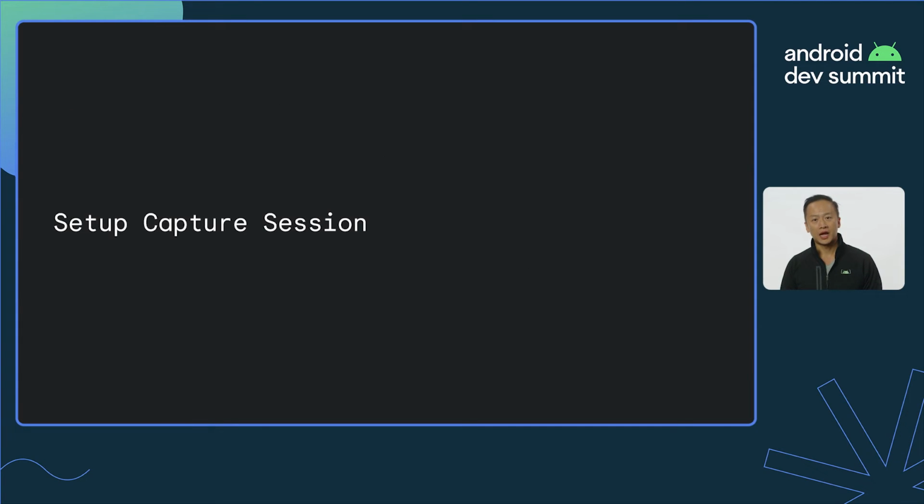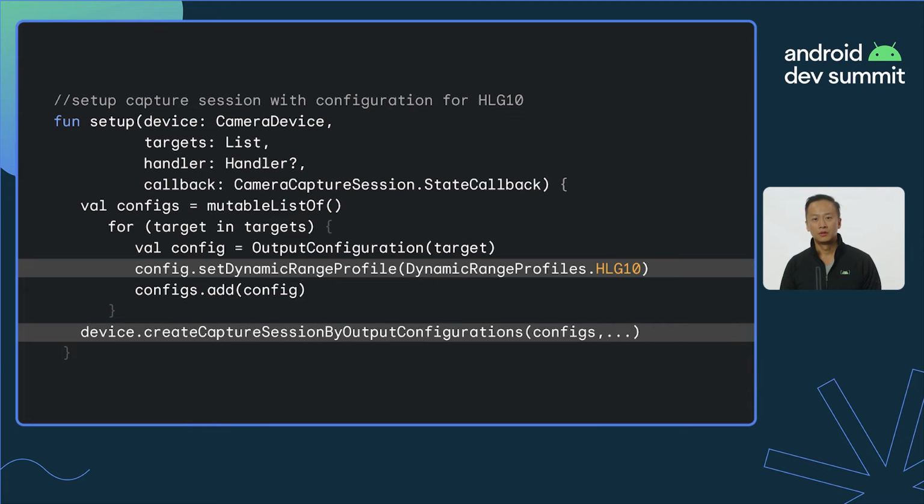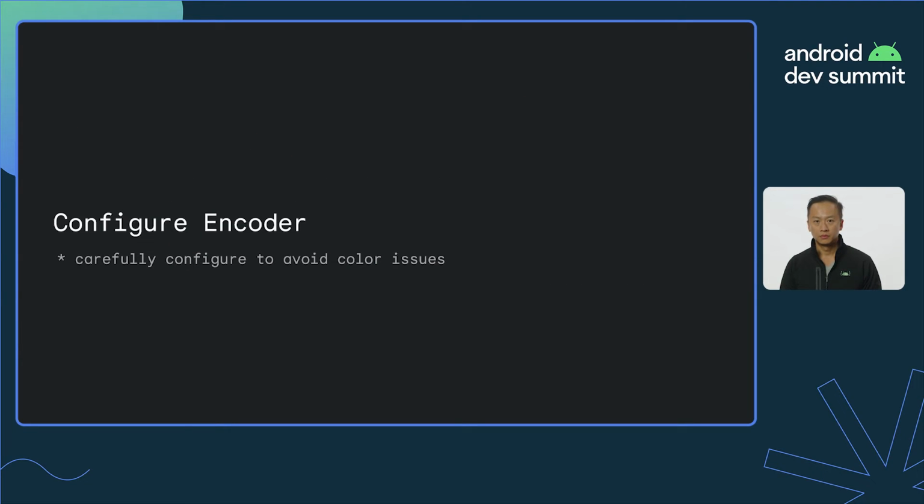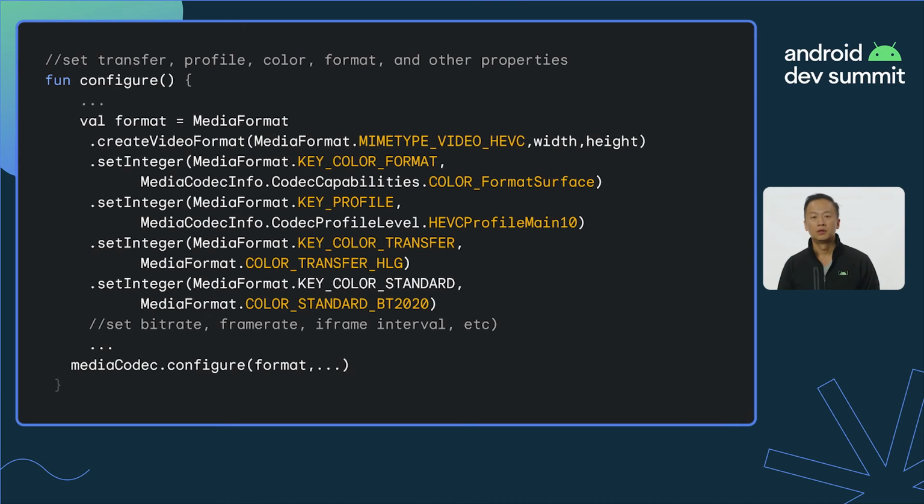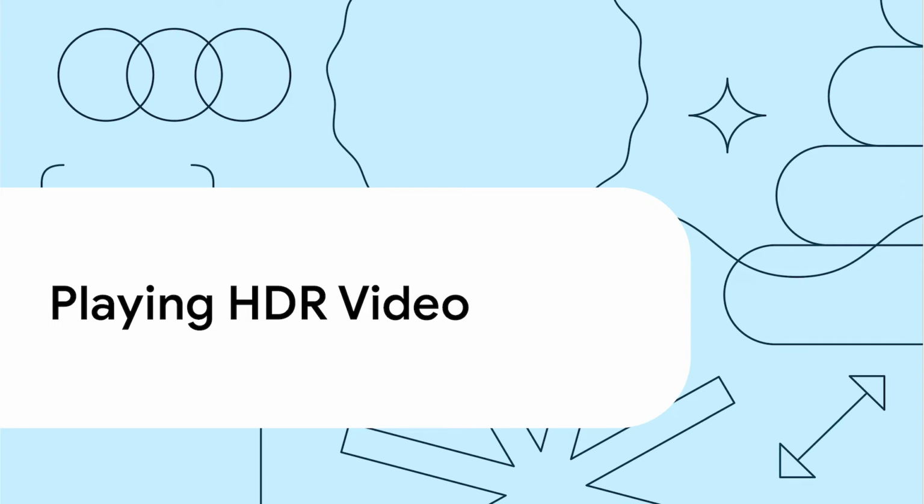Now, let's set up the capture session. We set the output configuration to the profile that we want. Again, in this example, we set the profile to HLG. If we're using media codec, we'll want to correctly configure the API to avoid any color issues. We'll set the transfer, profile, color, format, and other properties as shown here. Great. Now, let's look at playback.